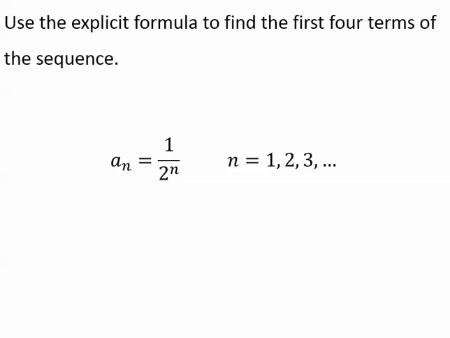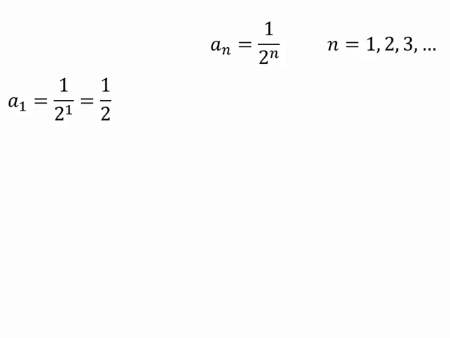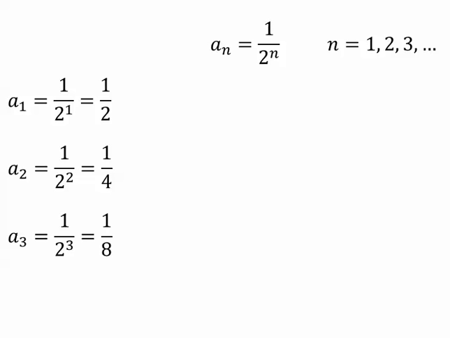Let's look at an explicit formula for a sequence. Let's find the first 4 terms of this sequence. If n equals 1, the term is 1/2. If n equals 2, the term is 1/4. If n equals 3, the term is 1/8. And if n equals 4, the term is 1/16.